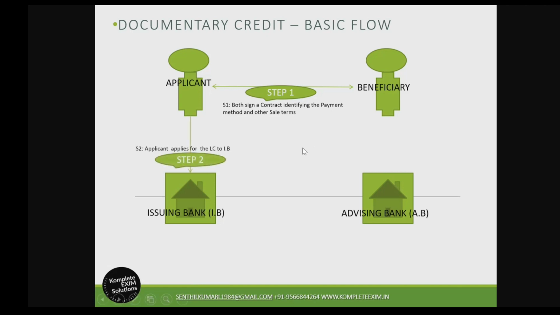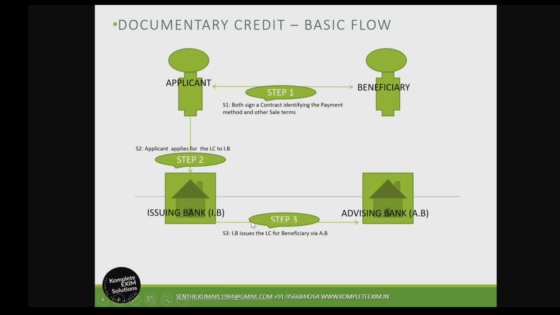So in this, the contract will state that LC is the method of payment. After that, the applicant will go and present the LC application. This is the request placed by the applicant to the issuing bank. Once it sees the contract, the applicant will know when it has to go and make the application. Then the issuing bank will issue the LC.